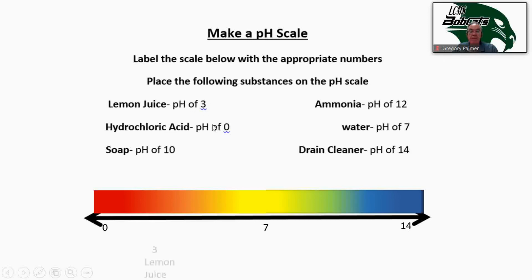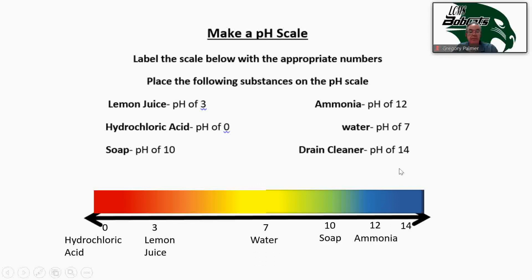And it says let's put lemonade on there. Lemonade is 3, so it's down here in between 0 and 7. And hydrochloric acid has a pH of 0, so it's down at the farthest end. It's the strongest acid. Okay. Soap has a pH of 10, so it's up here on this side. Ammonia has a pH of 12. It's closer to 14. It's a stronger base.